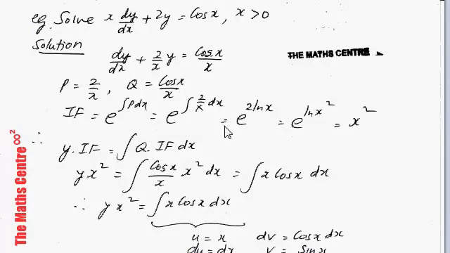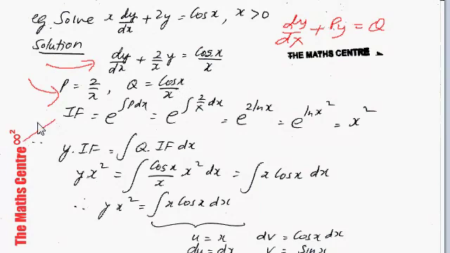Next example, we are asked to solve x dy/dx plus 2y equals cos x, x bigger than 0. Let's look at the solution line by line. We want to write it in the form dy/dx plus py equals q. So we divide throughout by x. You will get dy/dx plus 2 over x y equals cos x over x. What have we done? We have divided throughout by x, so that we can write what is p, which is 2 over x, and what is q, which is cos x over x.